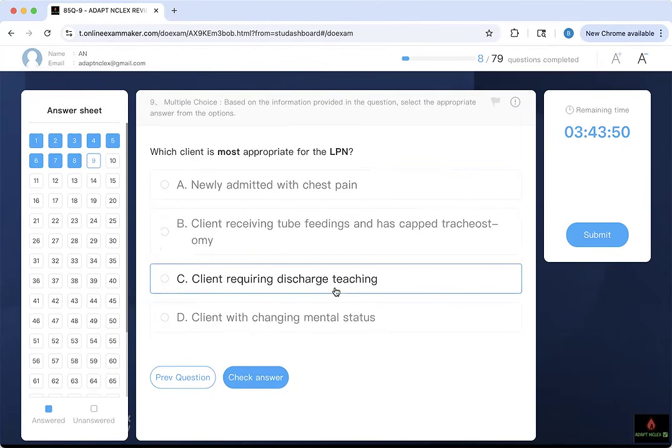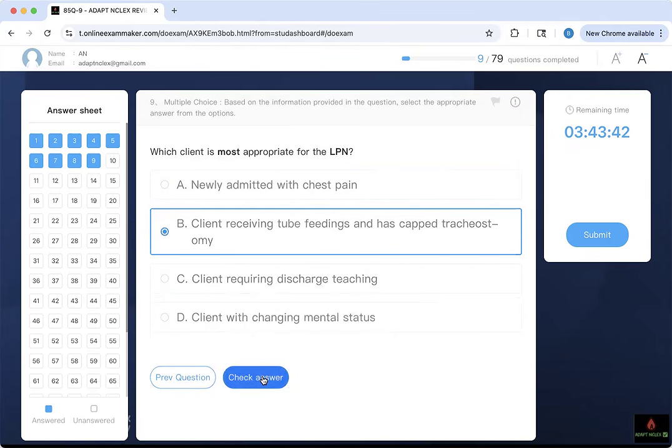A client requiring discharge teaching needs teaching provided by the RN. Changing mental status needs to be assessed. Therefore, this patient proceeds.